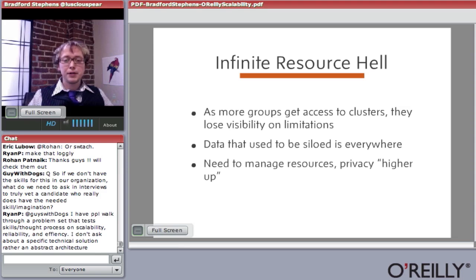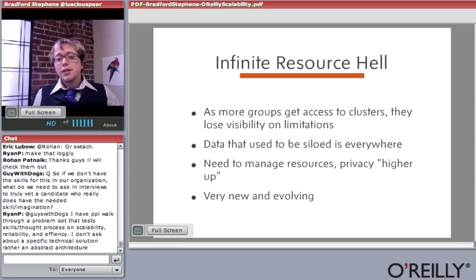And so the responsibility of managing all this goes a lot higher up the chain, and that can be a very, very difficult thing for enterprises to get a hold of. And this is a really new and evolving field. What may be hot 6 months ago is not hot anymore.